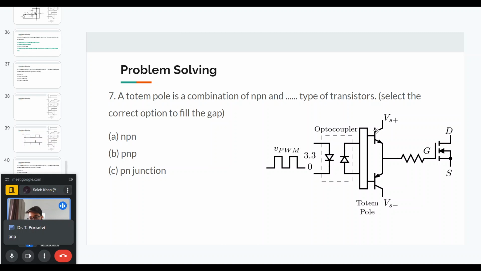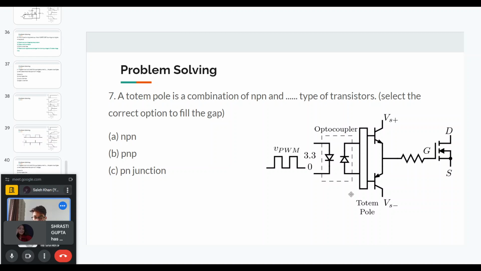And so we will have one NPN transistor and another PNP transistor. And when we give the same base supply to both of them, when we have a high pulse, the NPN will turn on while the PNP will remain off. So we will get plus VS plus at the gate. And similarly, when the PWM is low, then the PNP will turn on. So we get VS minus at the gate.